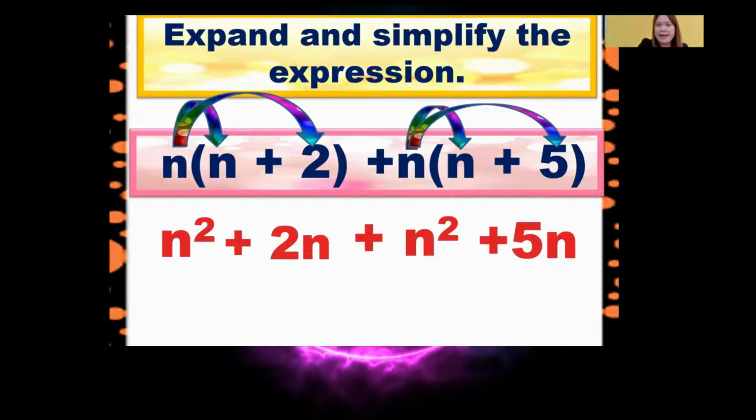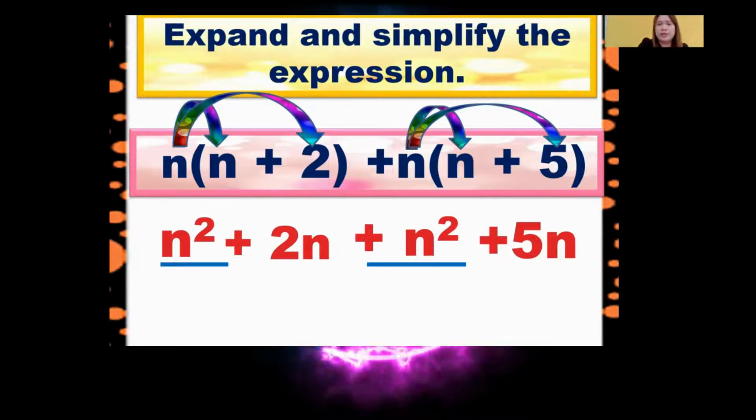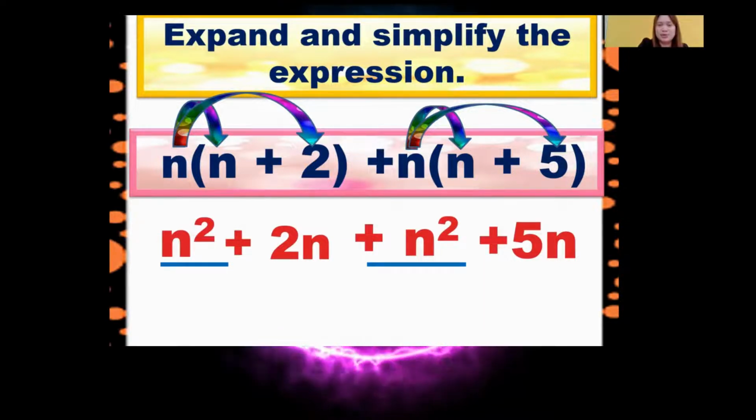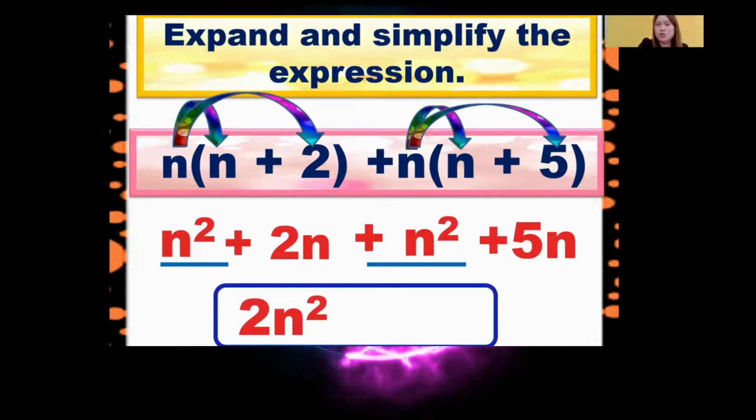So let's combine n squared and n squared. Here are two terms that are like terms. But what are the numbers in front of the letters? Of course, there is no number. It is understood to be 1. So 1 plus 1 gives you 2.